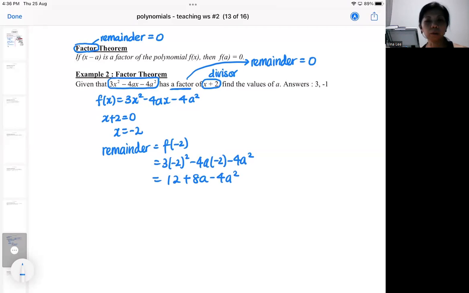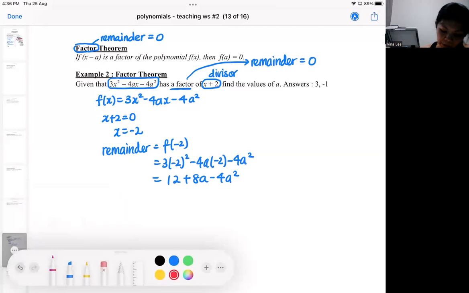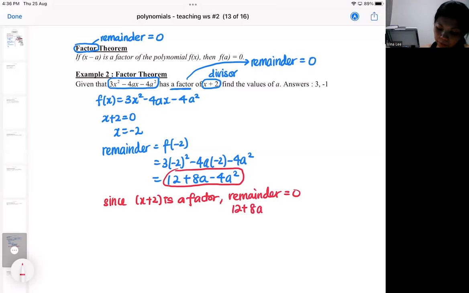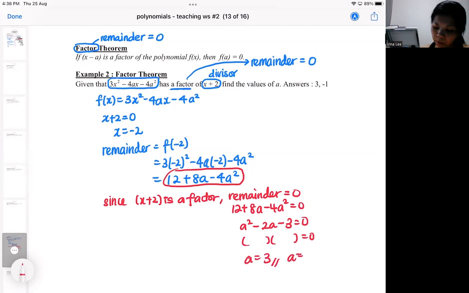So at this stage, I'm still doing something like the remainder theorem. So what is the missing idea? Since this is a factor, I'm expecting the remainder to be 0. So my whole expression will be equal to 0. Okay, go and factorize. You should be able to get a equal to 3 and a equal to minus 1.